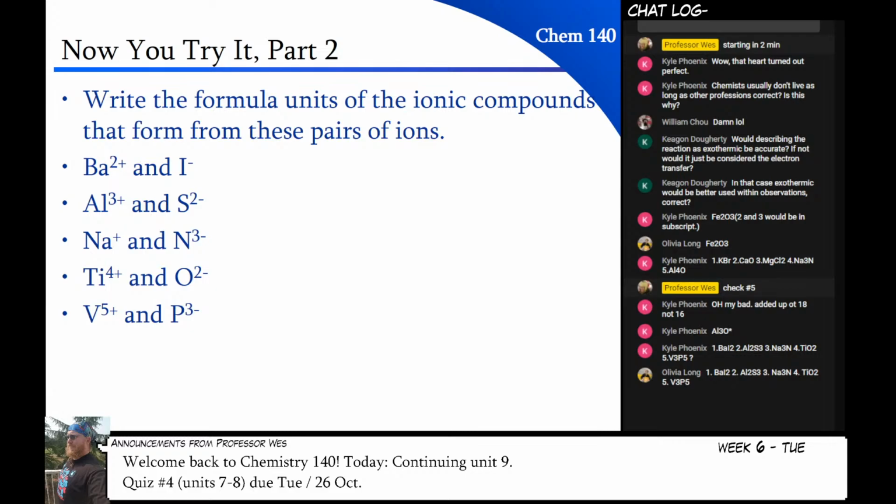All right, let's go over the answers here. I'm going to do them on this screen because I have enough space here. So here I have a positive 2 and a negative 1. I'm going to sum them sideways here. So this is no good. I need more negatives. So if I add a second one of these, then everything changes, like so. So if I have 2 negative 1s, I now have negative 2. So my formula would be BaI2.